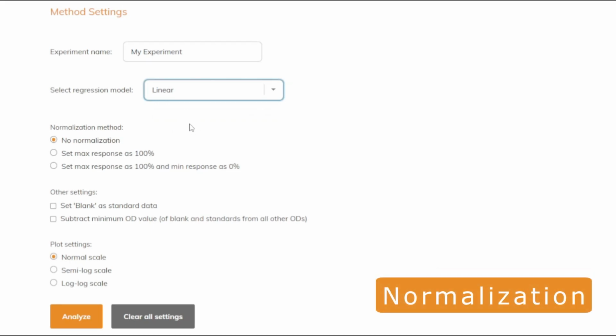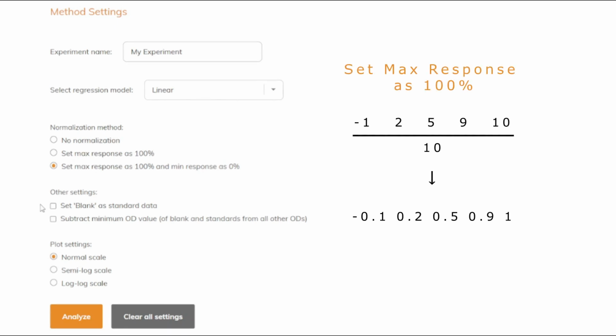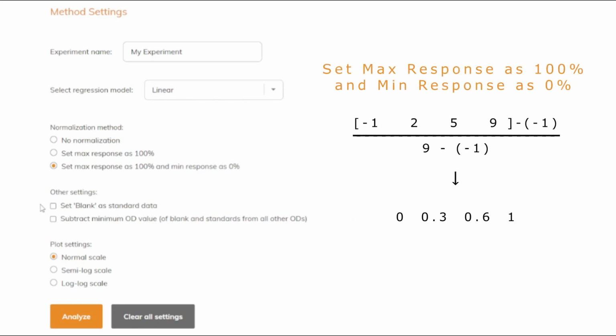The normalization method consists of a technique used to normalize your data. You can choose to not normalize your data, to set the maximum response as 100%, or to set the maximum response as 100% and the minimum response as 0%. Setting the maximum response as 100% will divide all of the response data by the maximum value, making your data have a maximum value of 1 and allowing negative values. Setting the maximum response as 100% and the minimum as 0% will map all of the response data to a range between 0 and 1.